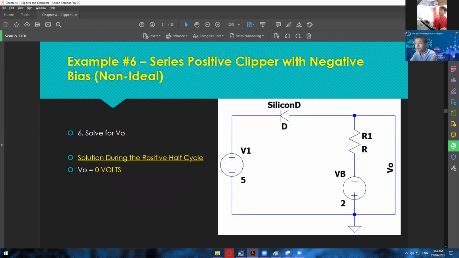Anyway, moving on to example number 6. Still the same example, but this time we now have a non-ideal diode. In here we have positive to negative, negative to positive, so negative to positive, positive to negative. All throughout, even though we have these connections with the voltage and our diode, it's still a reverse bias. As a result, our reading in VO is 0 volts. I hope we're clear with this one.